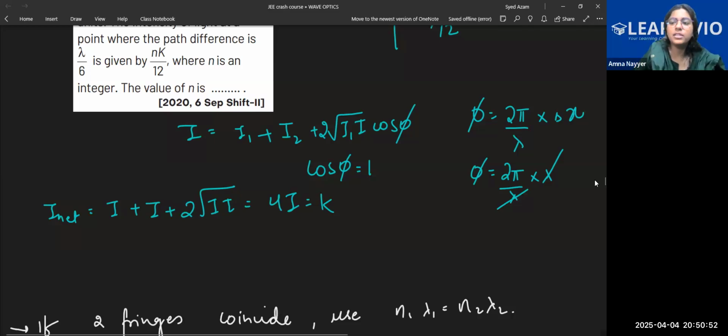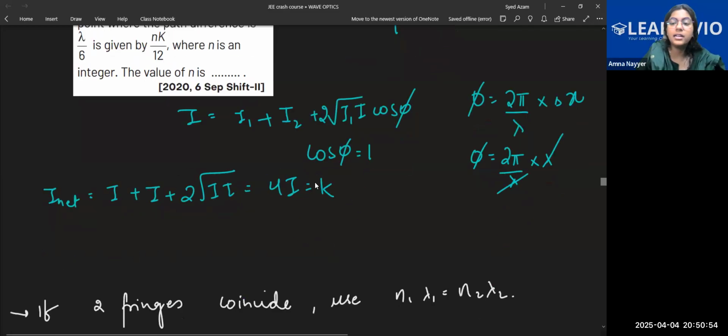We have to find out the second part where your path difference is given as lambda by 6. So yes, Meera, how will we proceed? What will be the angle according to you if delta x is lambda by 6 now?